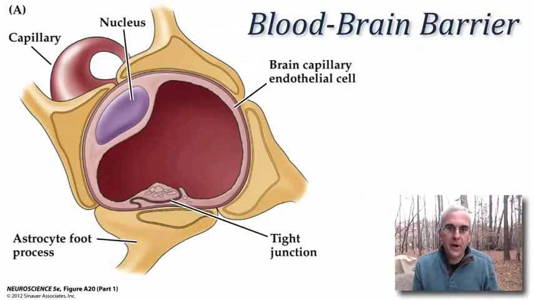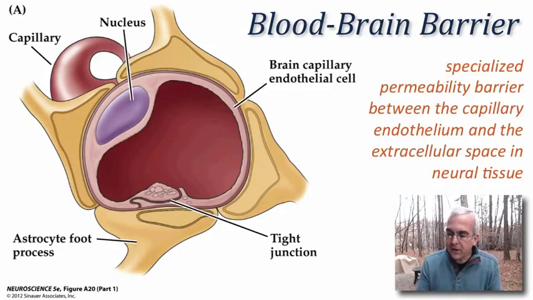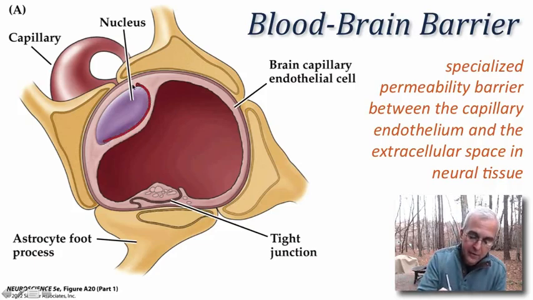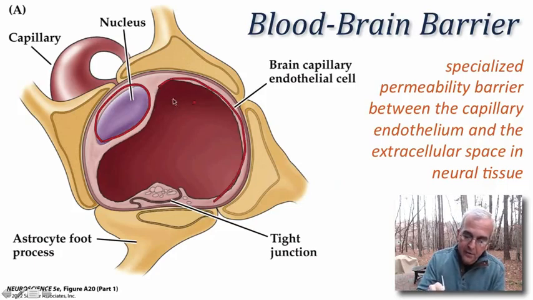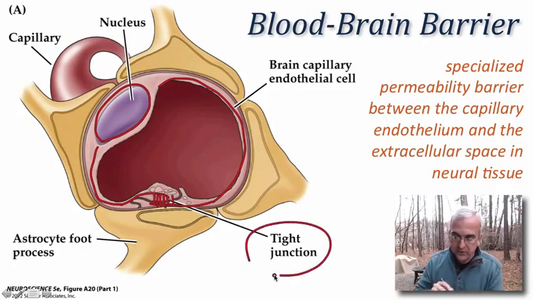Okay, now let's return to this concept of the blood-brain barrier as we conclude today's tutorial. The blood-brain barrier is a specialized permeability barrier between the capillary endothelium and the extracellular space within neural tissue. And it's formed by tight junctions between capillary endothelial cells. So for example, here is the nucleus of a capillary endothelial cell, which is otherwise wrapping around, forming a capillary wall. And where the processes of this cell overlap, we find the histological feature known as tight junction. So tight junctions seal up the spaces between these overlapping regions of this endothelial cell as it forms the capillary.